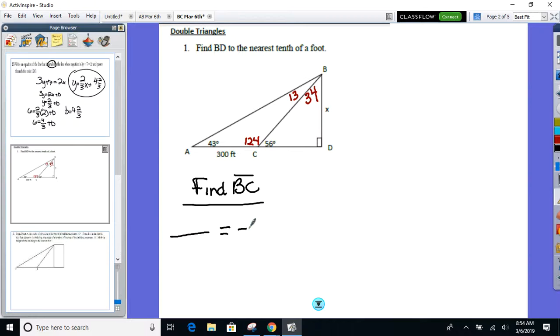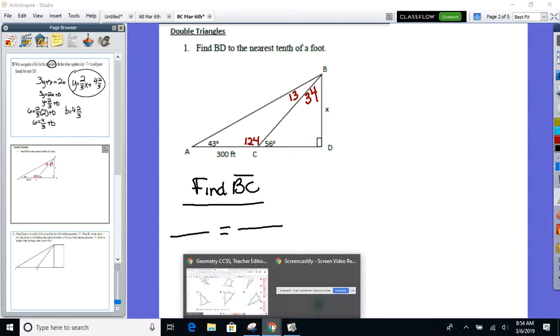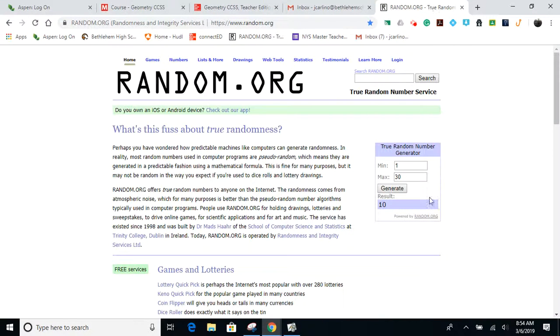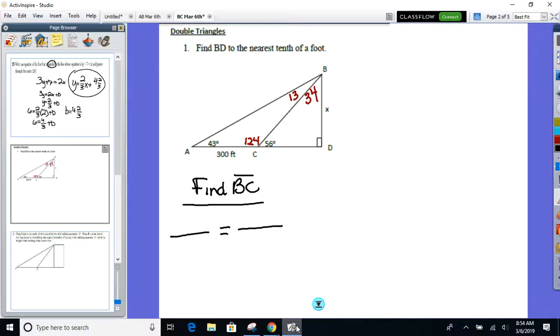You guys want to find BC? Set it up. I'm going to turn it over to you guys now. This is all review. Let's roll. Give me a side and an angle across. 300 over sine 13. Got it.